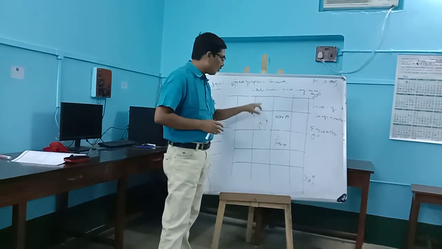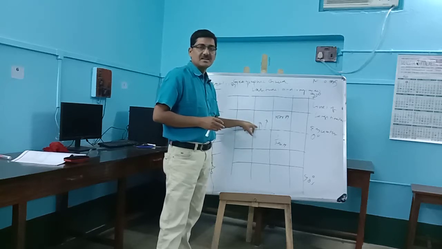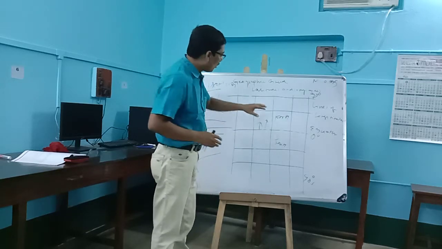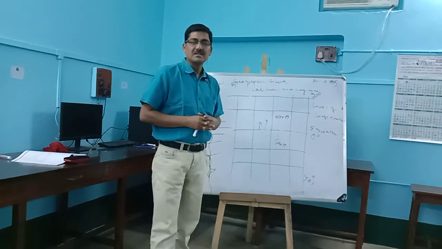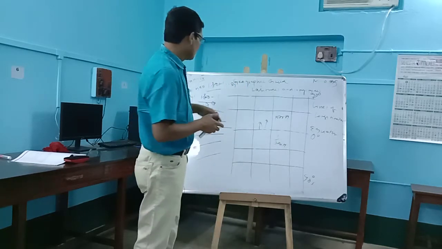Except the equator, all are small circles. Only the equator is a great circle. Except the equator, all the lines are small circles.